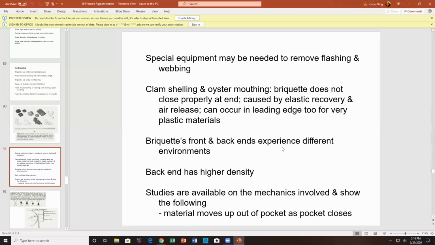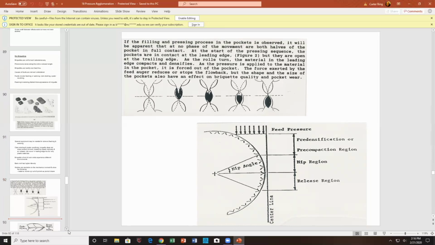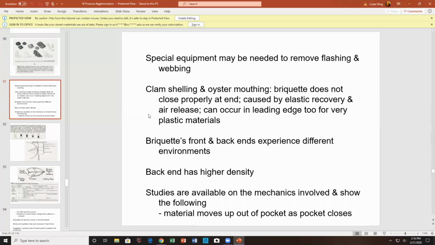Briquettes' fronts and backs experience different environments. Back end densities are higher. Studies are available on the mechanics involved and show the following. The material moves up out of the pocket as the pocket closes. So what that means is as this pocket closes here, the material goes up. Right there, it goes up. So let's see what happens. It moves up in the pocket.